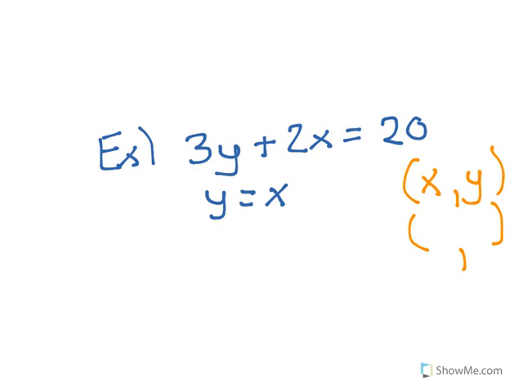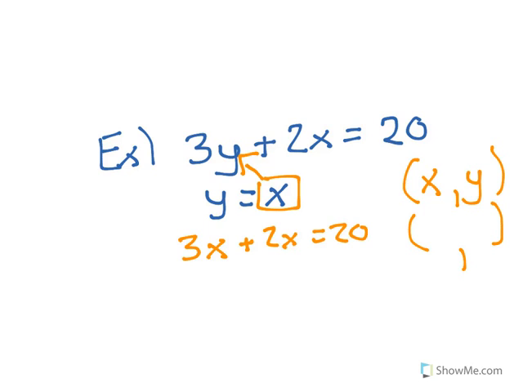Now, I don't know what either variable is. I don't know what x is. I don't know what y is. But I do know that y is the same thing as x. So y is equal to x. So what that means is that in my other equation, I can replace y with x. So instead of writing 3y, I could write 3x. I can just simply replace that y with an x. So it's 3x, and then I have plus 2x equals 20.